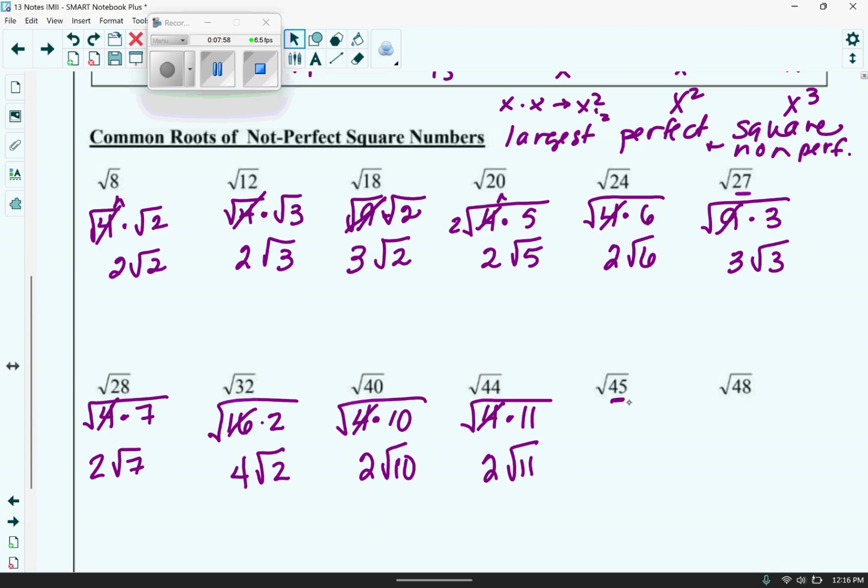45, they do add up to 9. So I'm going to say 9 times 5. 5 is prime, so we're as low as we can go, so it's going to be 3 radical 5.